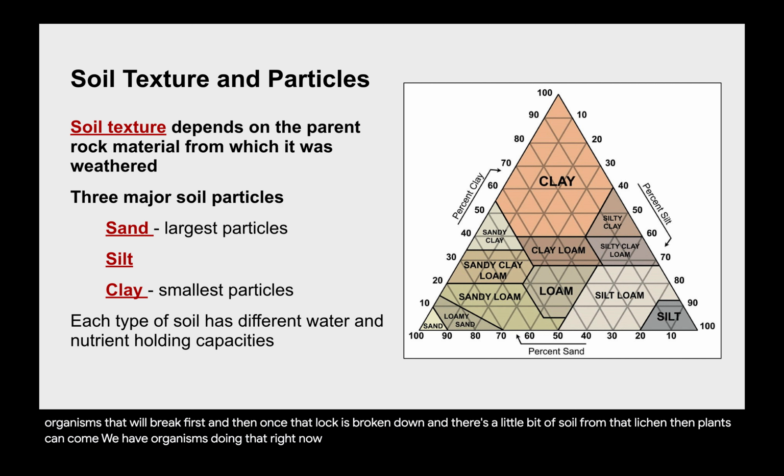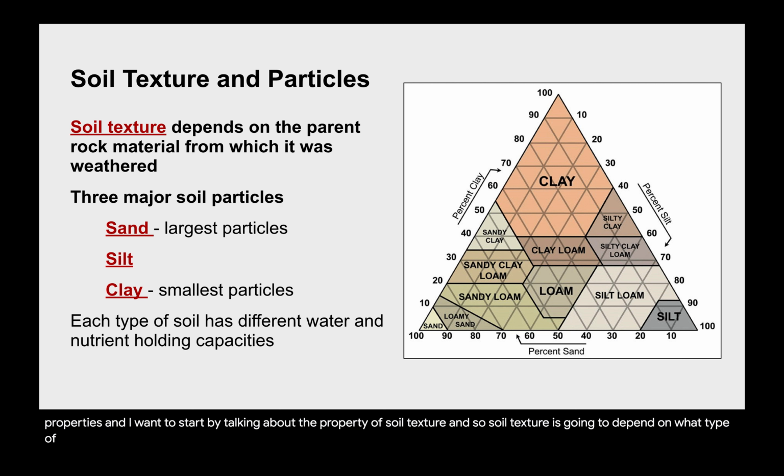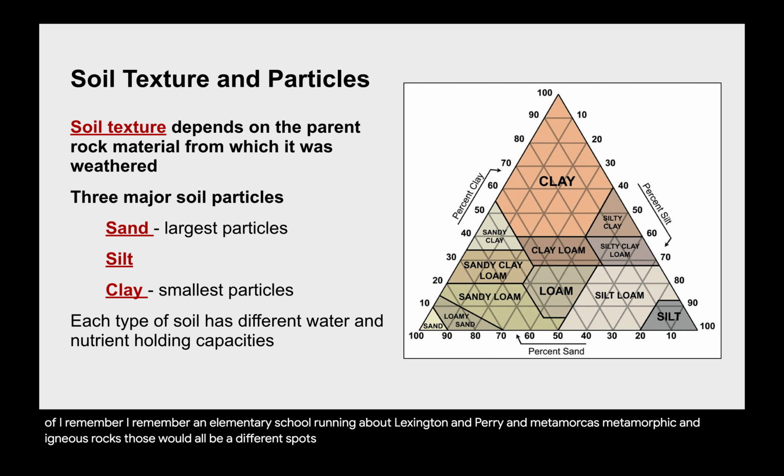All right, so that's how soil is formed. But when we think back to what soil is, it has all those different properties. I want to start by talking about the property of soil texture. Soil texture is going to depend on what type of parent material was broken down. So we have different classes of rocks. I don't know if you remember, I remember in elementary school learning about sedimentary, metamorphic, and igneous rocks. Those would all be different classes of rocks that could be broken down. They have different properties, which can give the soil its different textures.